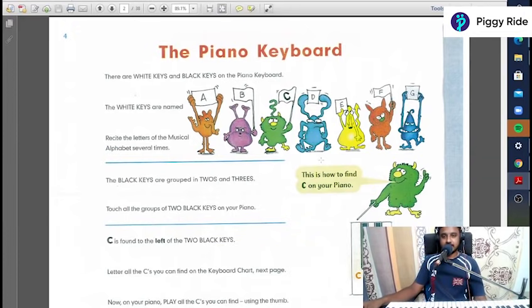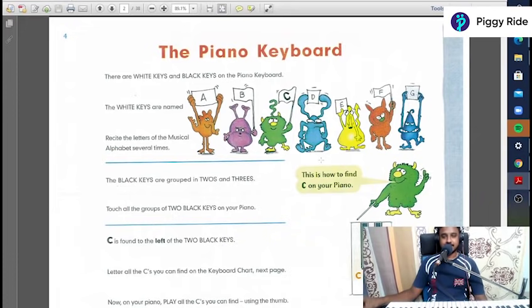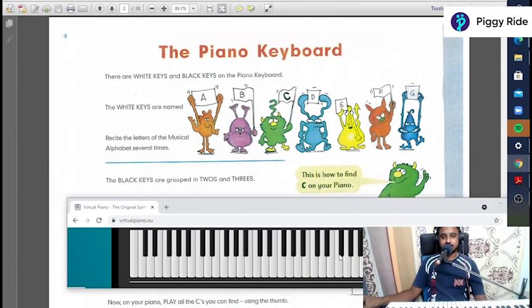So first, if we take piano or keyboard, we have white keys and black keys. The black keys are grouped into twos and threes like this. So here you can see two black keys and three black keys are grouped. Now I'm going to play and show you all the two black keys. Then three black keys.